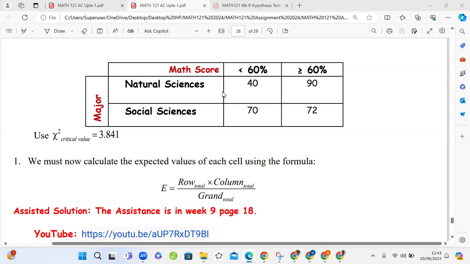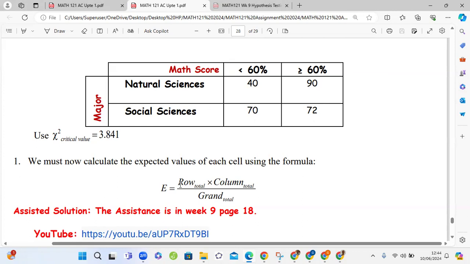According to this table, 40 students from the natural sciences scored less than 60%. 90 students from the natural sciences scored more than or equal to 60%. 70 students from the social sciences scored less than 60%. And 72 students from the social sciences scored more than or equal to 60%. So that's the data that has been collected. This is what was observed. So these numbers are the observed values. We have only one set of data there, which is the observed values.